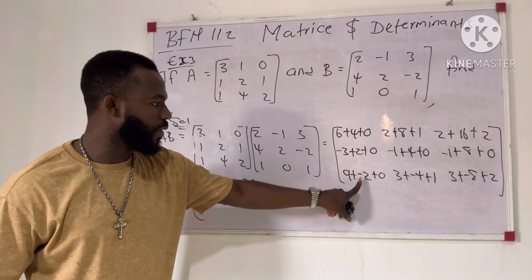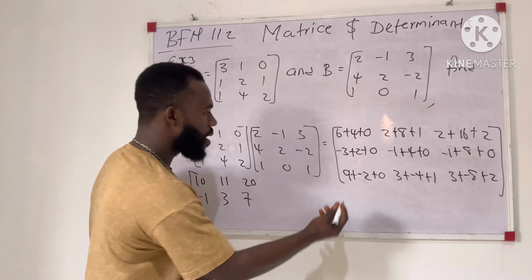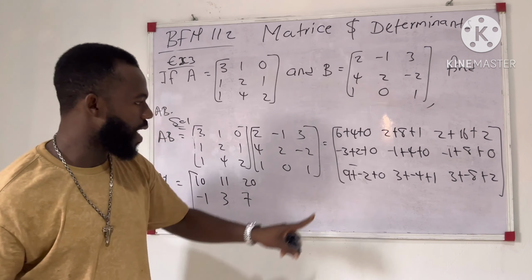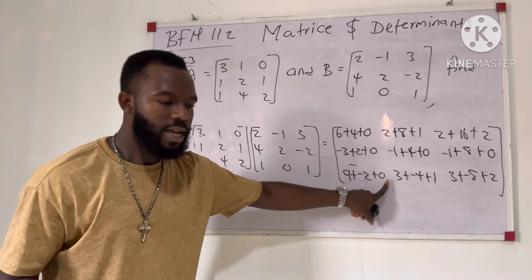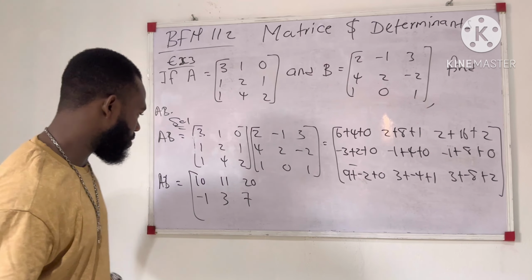Now we have two signs here, plus and minus. So what do you do when you multiply them? Plus times minus gives us minus. So we have 9 minus 2 plus 0. And 9 minus 2 gives us 7. And 7 plus 0 gives us 7.